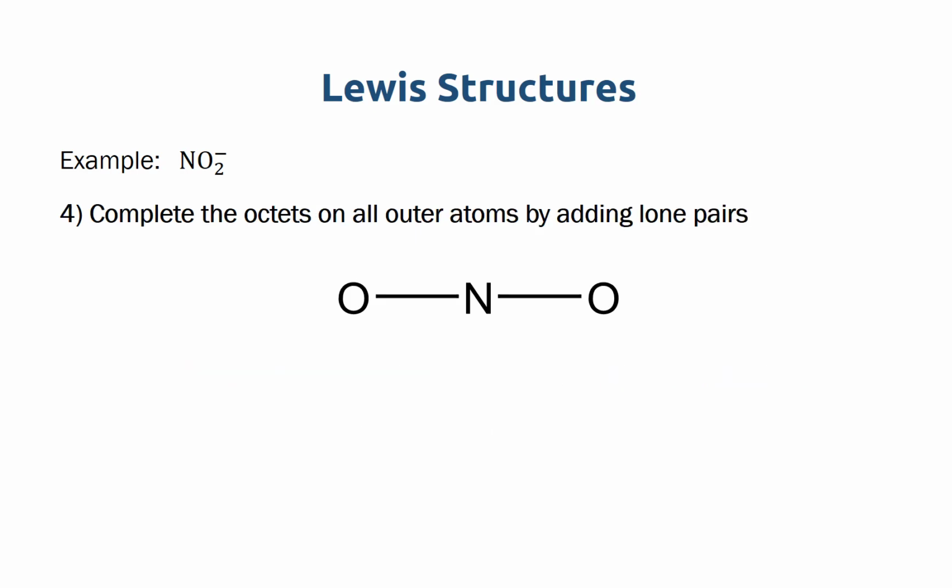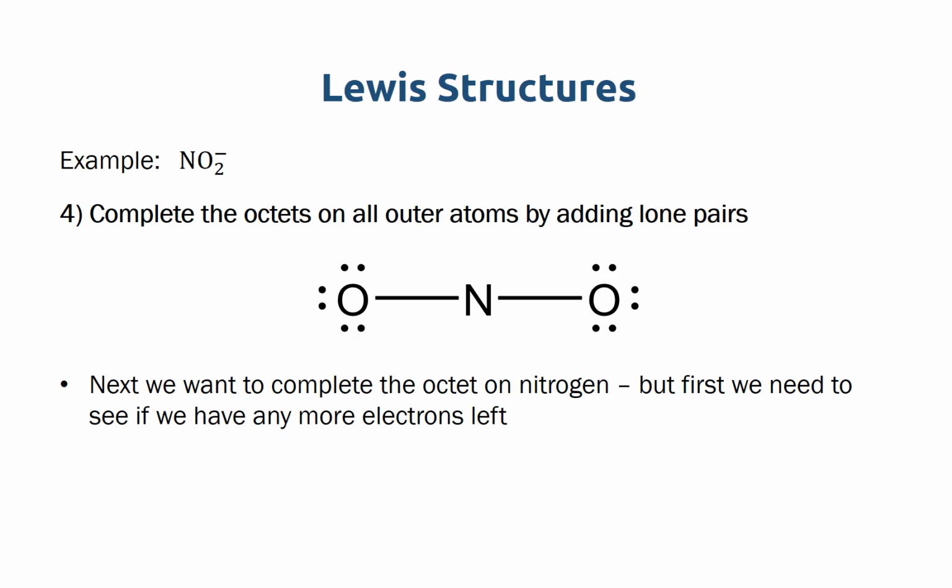Next, we're going to complete the octets on all of the outer atoms, and we're going to do this by adding lone pairs. Each oxygen currently has 2 electrons because each bond has 2 electrons. This means we need 6 lone pair electrons on each oxygen. That will look like this. Then we need to complete the octet on nitrogen. But first, we need to see if we have any more electrons left to use.